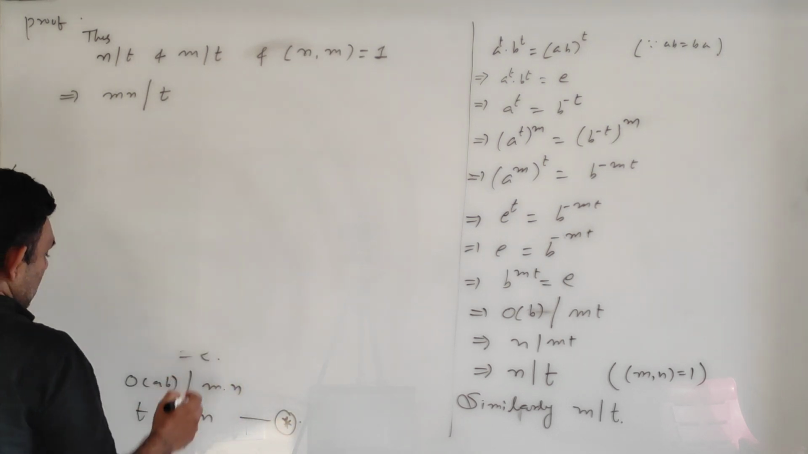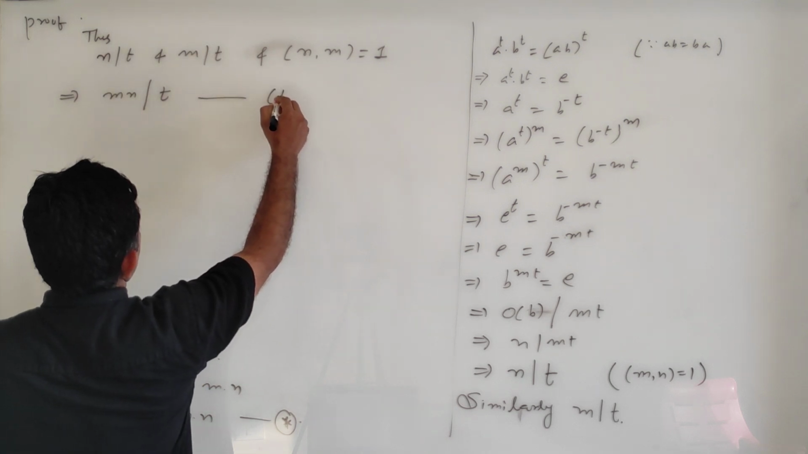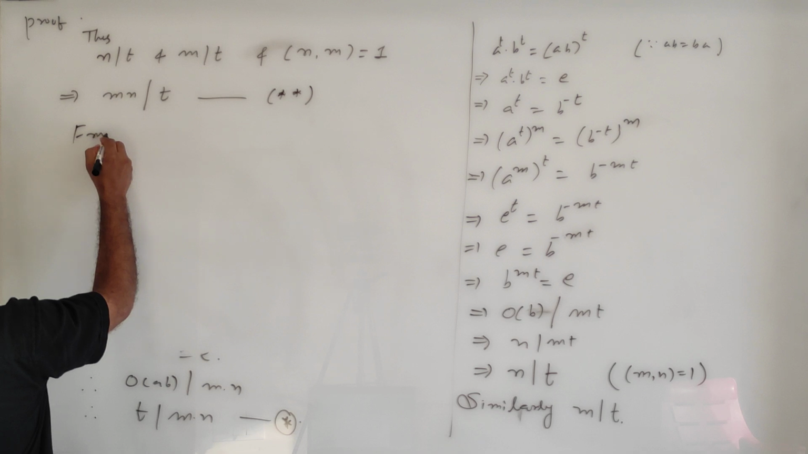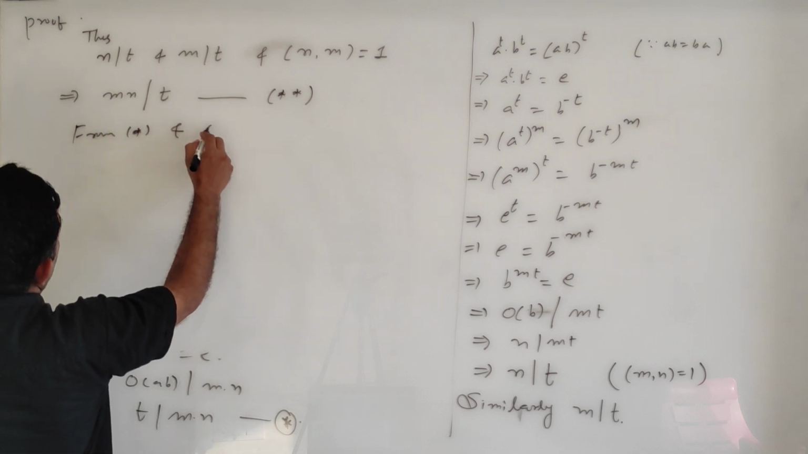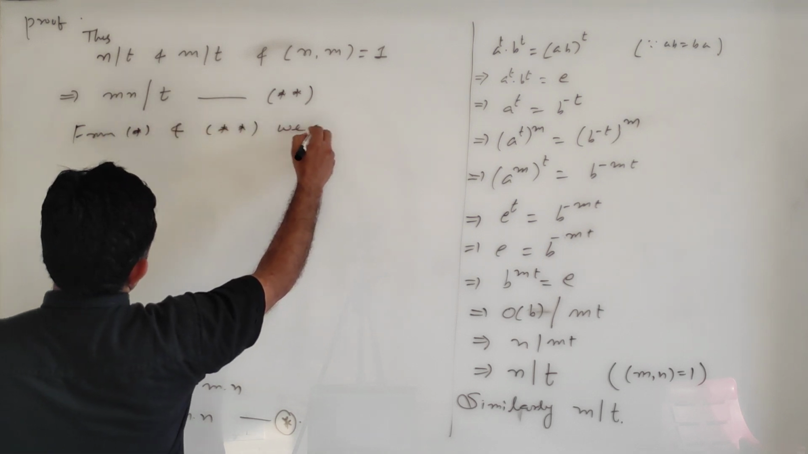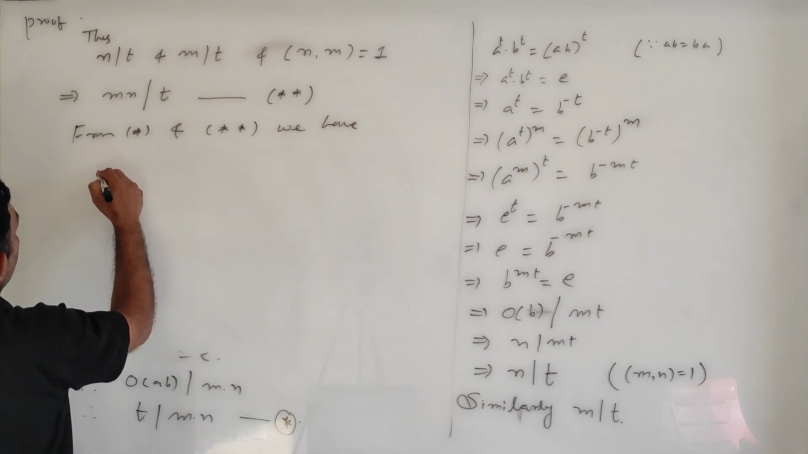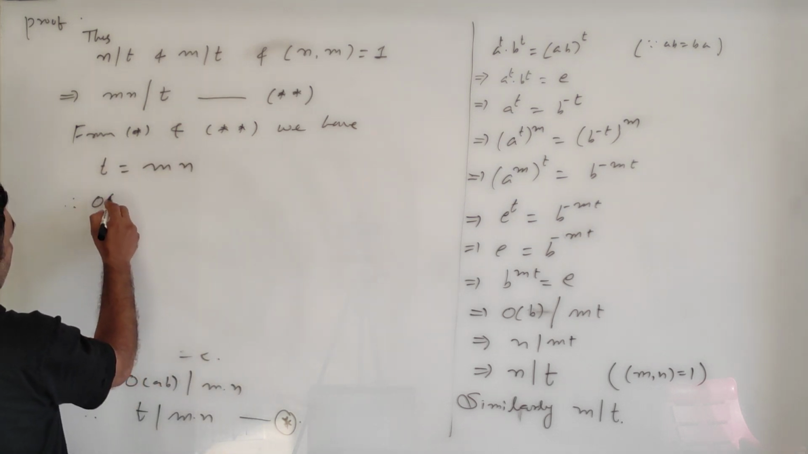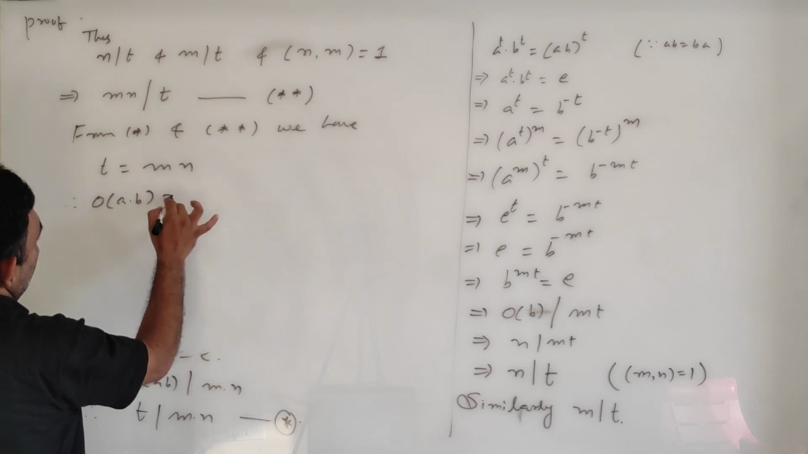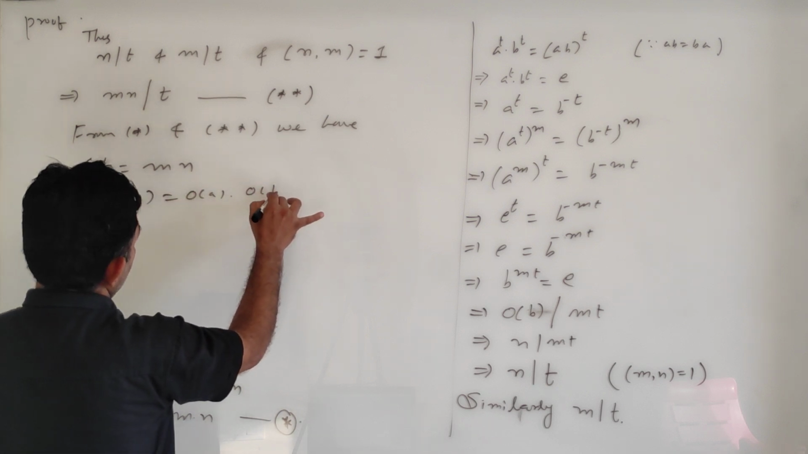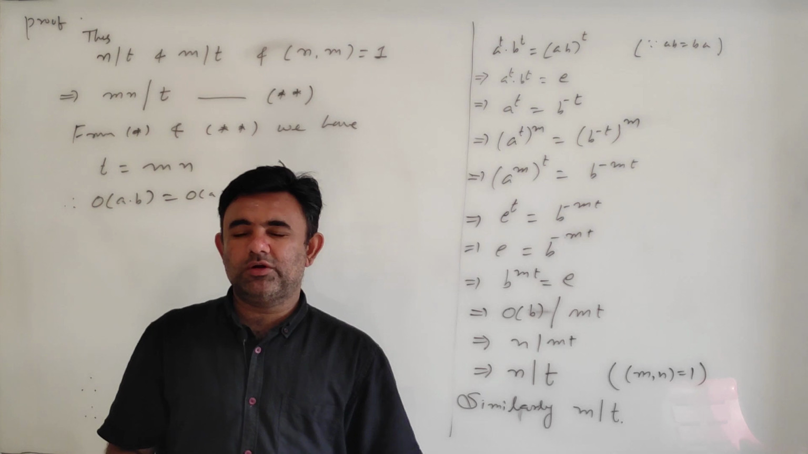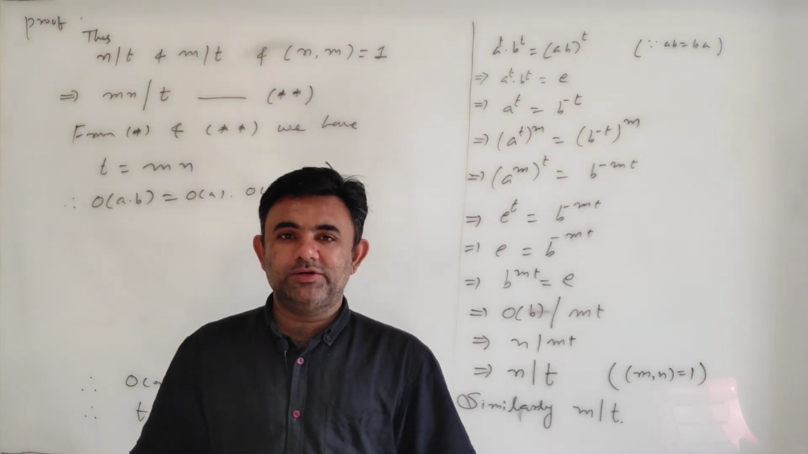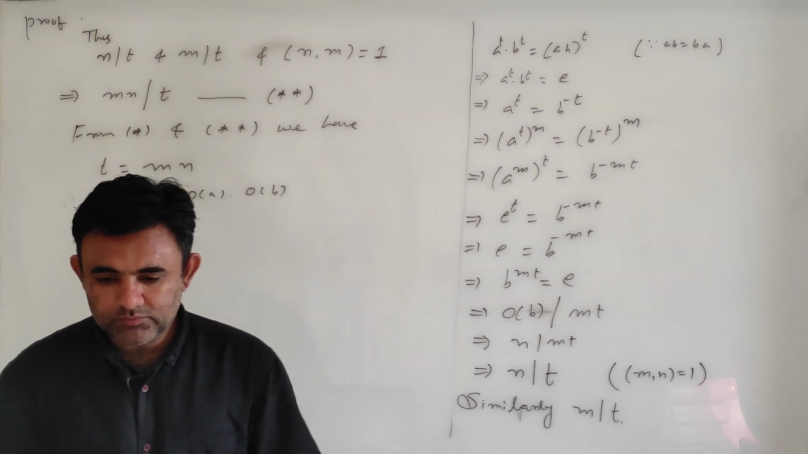So let me say this is double star. From star and double star we have t is equal to mn. So t is what? It is order of AB, and m is what? Order of A and order of B. So this is the result we have: order of product is equal to product of order.